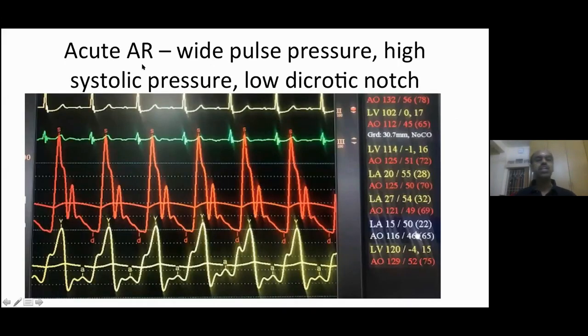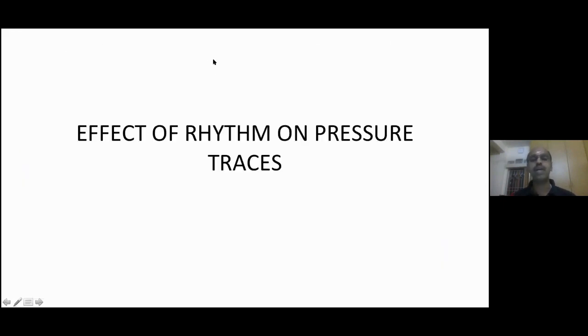Briefly touching aortic regurgitation. In acute aortic regurgitation, there is a wide pulse pressure. The dicrotic notch will go to very low levels. So this wide pulse pressure will cause a high systolic, low diastolic pressure and a low dicrotic notch. The high LV end diastolic pressure will lead to back pressure elevation, and this is LA pressure. LA pressure is showing tall V waves with LA mean pressure going progressively high. So acute AR results in significant pulmonary venous hypertension and pulmonary edema.